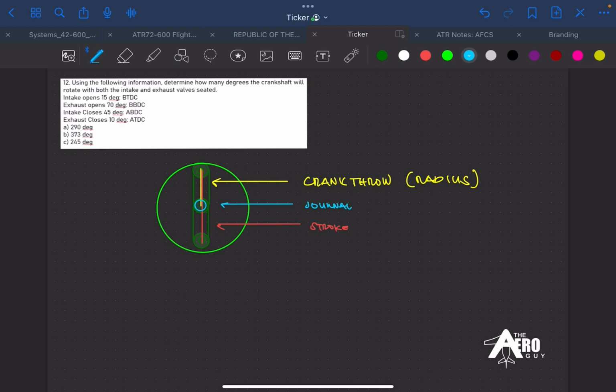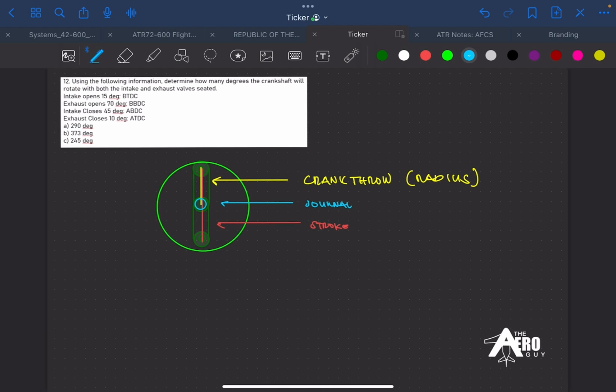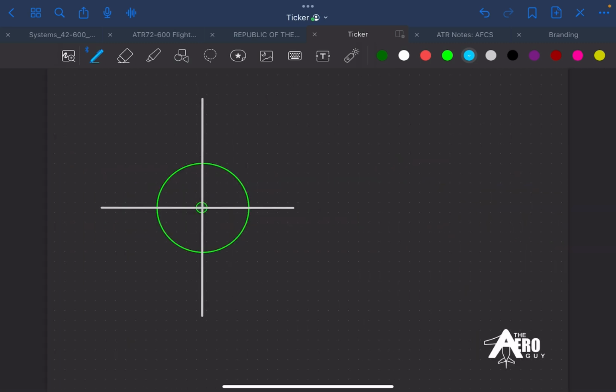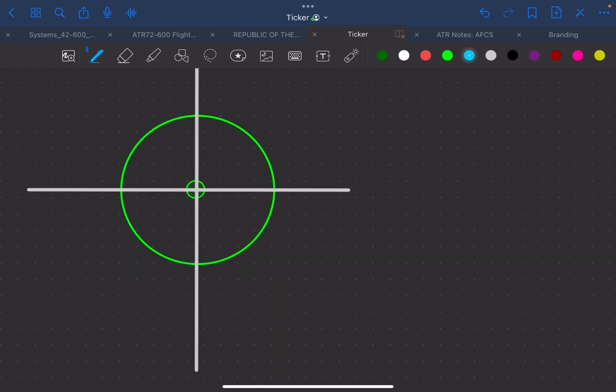So let's simplify this problem even further. To solve this problem, since we have understood the dynamics between the piston and the crankshaft, we have to further simplify this problem by simply drawing the vertical and horizontal axis passing through the piston journal.